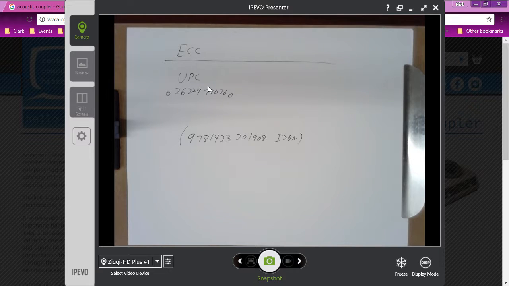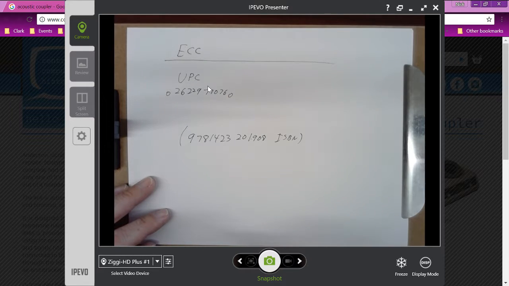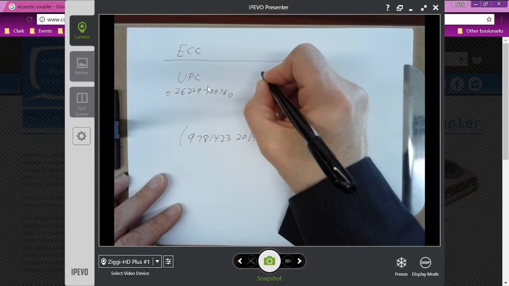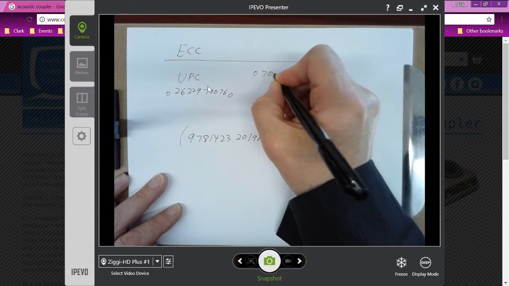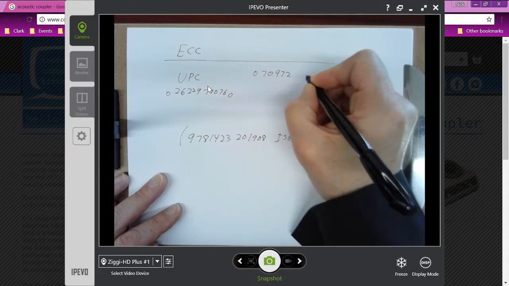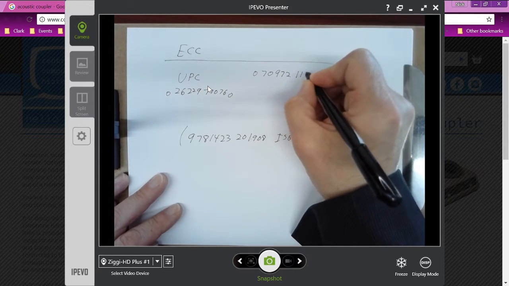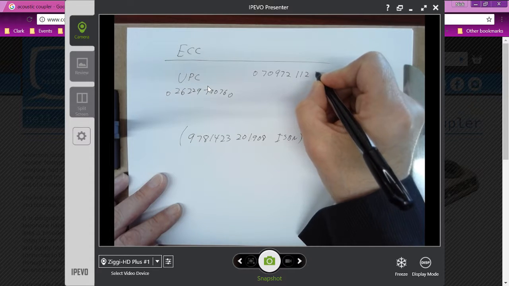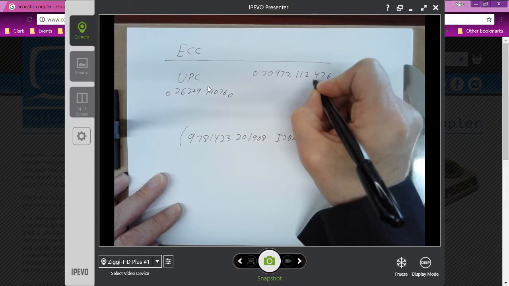Zeros are kind of... but anyway, okay, so here's what. This is a 6. Is a 6 the check digit? Yeah. All right, what's the whole number? 0, 7, 0, ... 972. 112. 476.